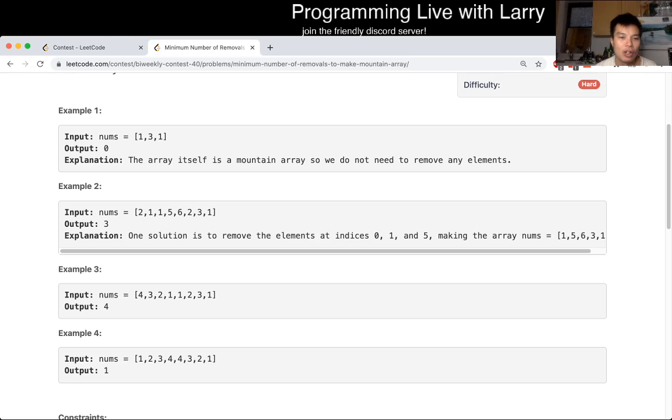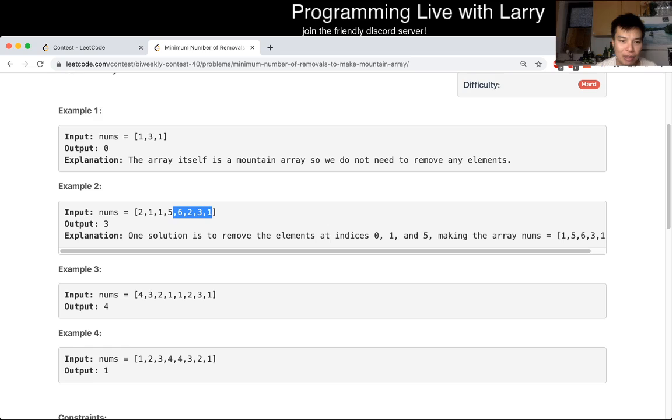because now you can check for each index: if we start at this index, what is the longest decreasing sequence to the left? And what is the longest decreasing sequence to the right? And once you do that math, you're able to calculate the answer from those components.